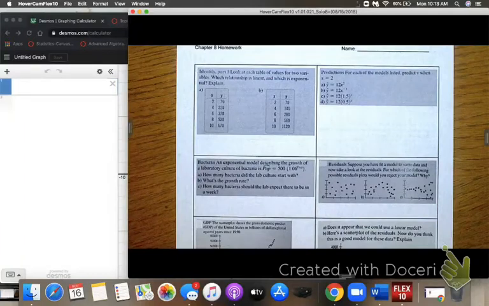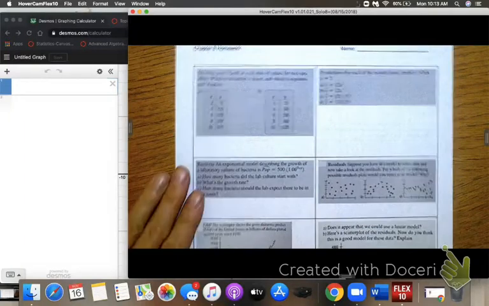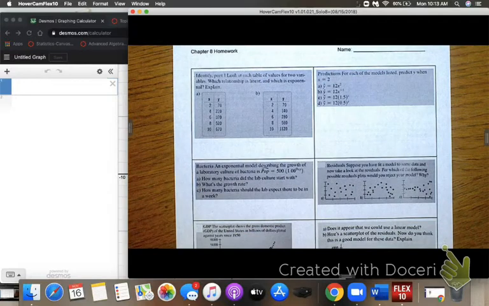Okay, we're going to go over the chapter 8 homework. Chapter 8 homework says look at the table of values for the two variables. Which relationship is linear? Which is exponential? Explain why. As we're looking at these, we want to look at the change that's happening in the y values.